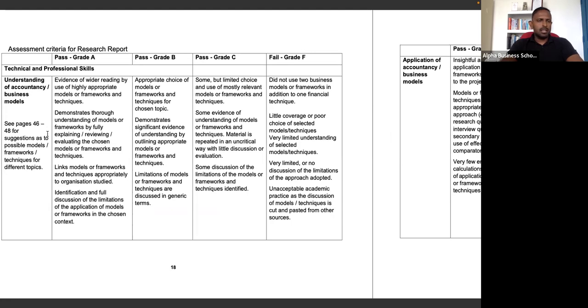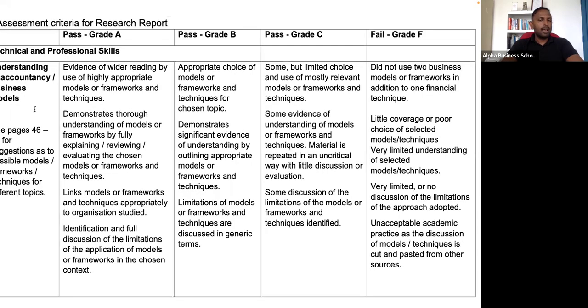Number one, understanding of accountancy business models. So obviously, you know that when you are doing the research, you are supposed to apply accountancy or the business models. So when you are applying that, you have to demonstrate them. So what you are supposed to demonstrate? Evidence of wider reading by use of highly appropriate models or frameworks and techniques.